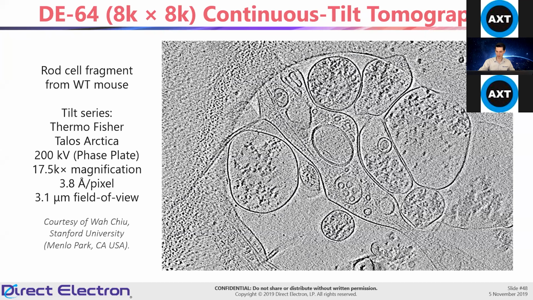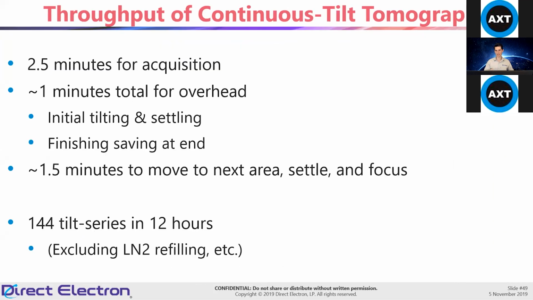But imagine being able to automate your tilt series and take 20 of these an hour. So this was sort of the statistics from their continuous tilt throughput. About 2.5 minutes for the acquisition. It's a minute's worth of overhead.